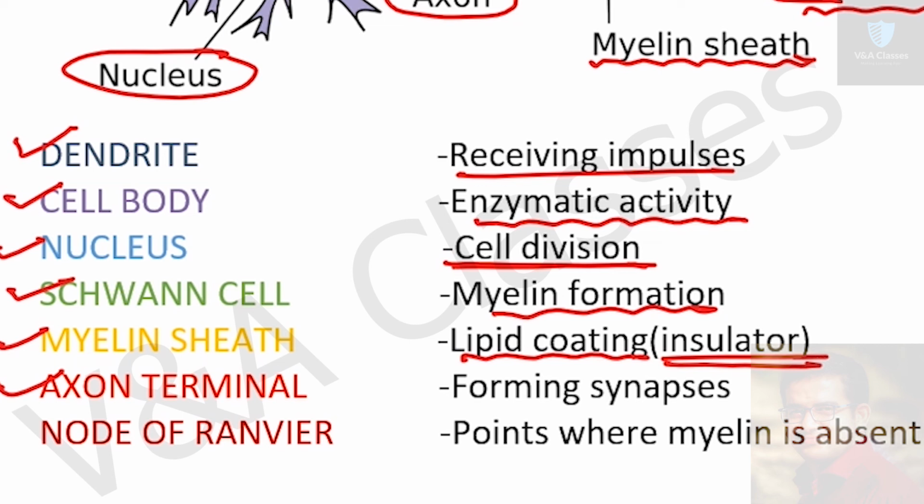What are synapses? They are the junction between two neurons. And the last is the node of Ranvier. These are the points where the myelin is absent.